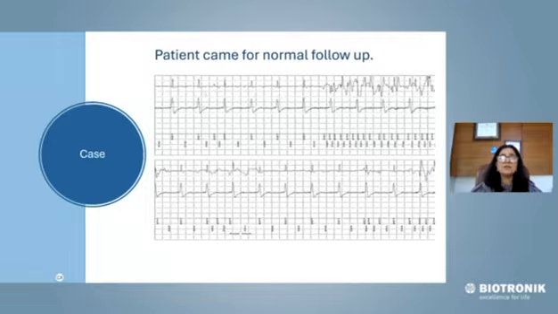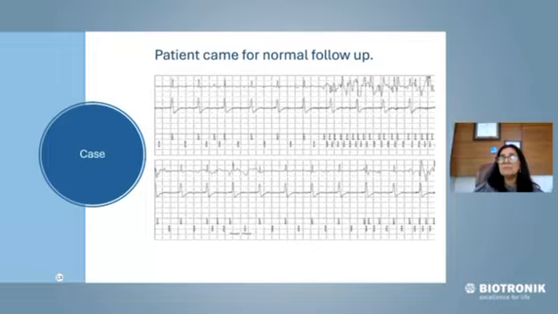The upper line is telling you it's a near field EGM, tip to ring. The lower is far field EGM, which can be between the CAN to SVC coil, the CAN to RV coil. The far field can also be between the SVC and the RV coil. Typically, we don't have that, but you should be knowing. And the third one is the marker channel.